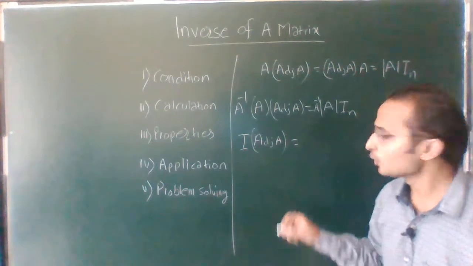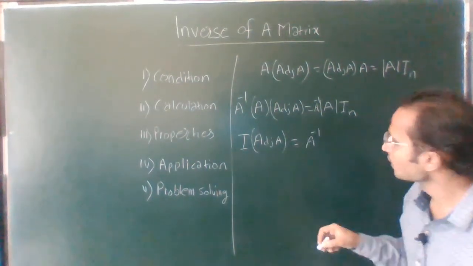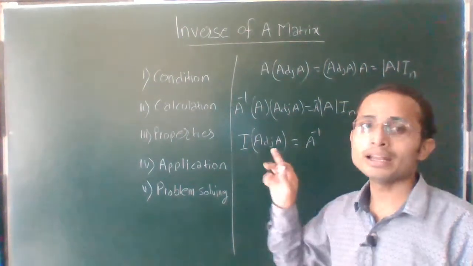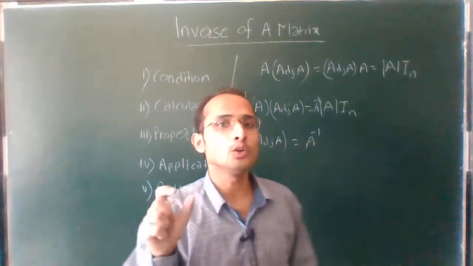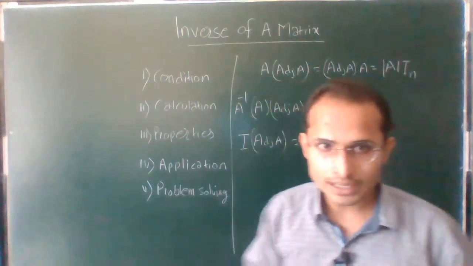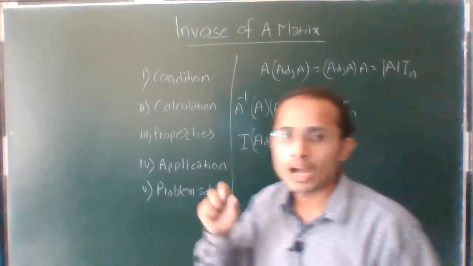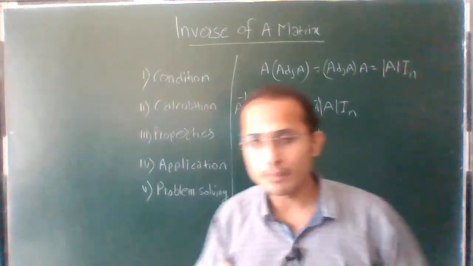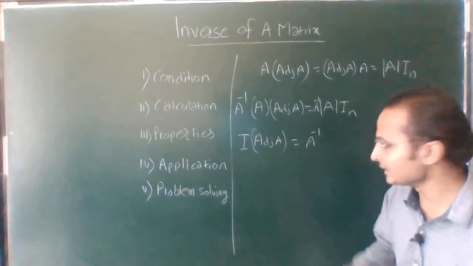This is equal to A inverse into I, which will be A inverse. The same rule is possessed by I, as we can see with 1. Like 1 into 5 will give you 5, 1 into 10 will give you 10. Similarly here I has the same property. I into A will give you A, and A into I will give you A. By multiplying any matrix with I, its value does not change.